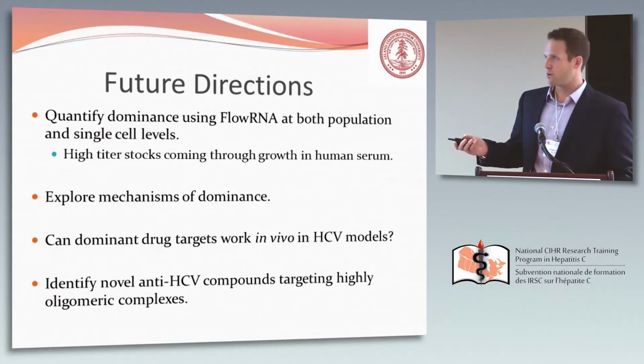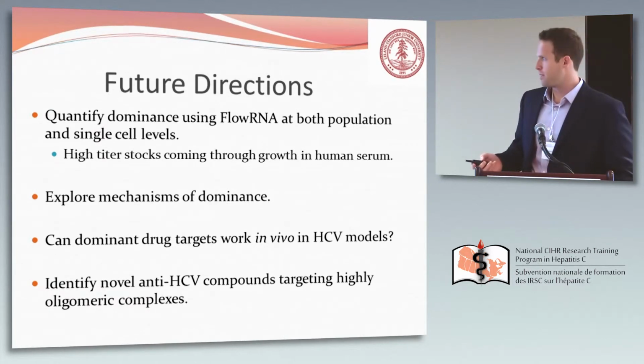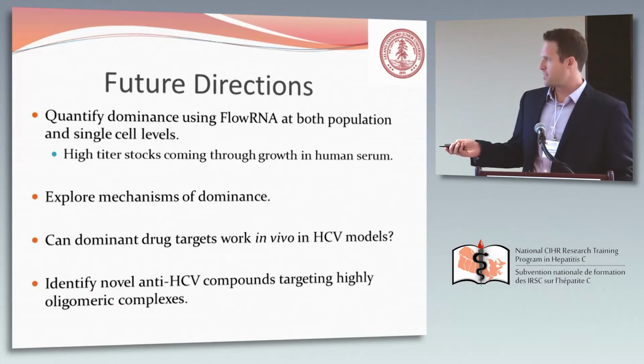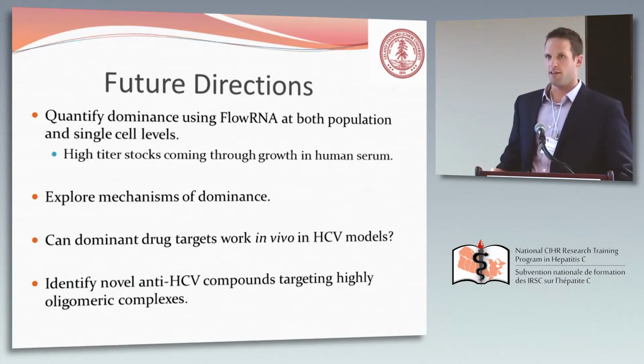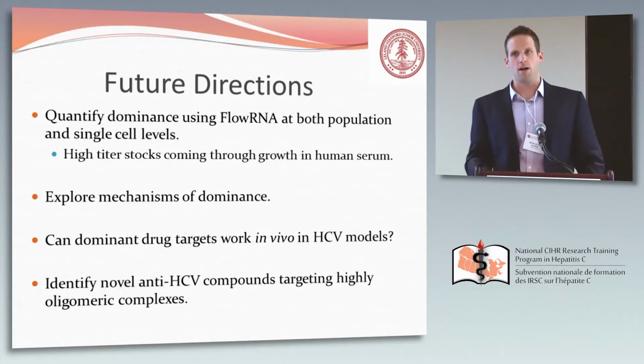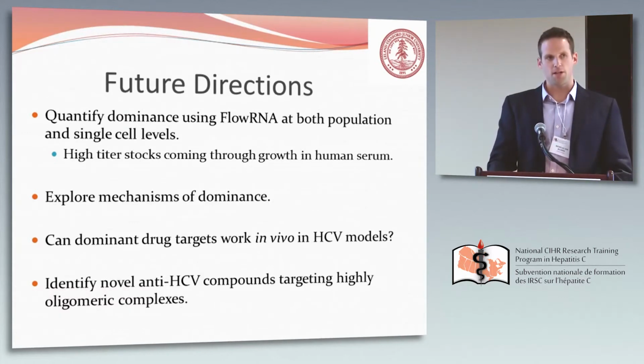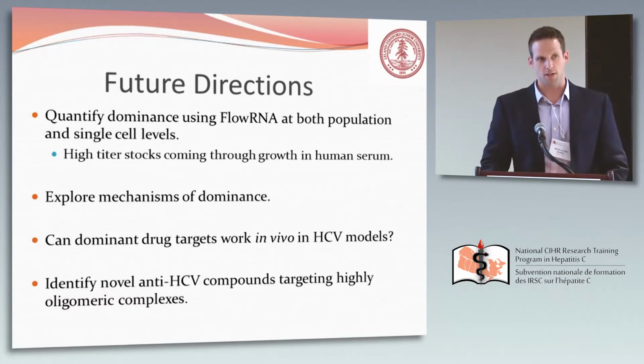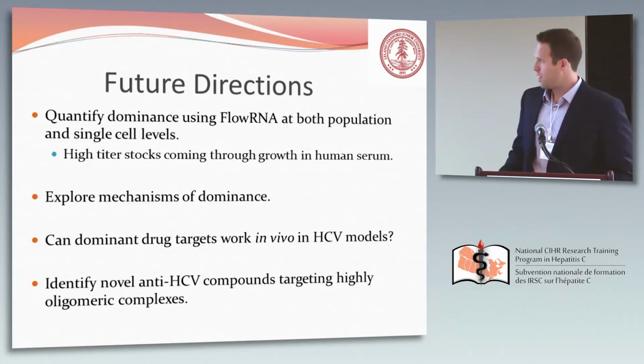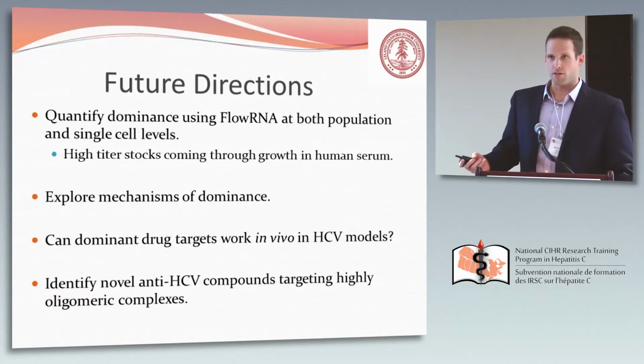Once we find a dominant drug target, we're really interested in mechanisms of dominance. And the big question is, can this dominant drug target idea translate in vivo? Our experience with poliovirus so far is that the V073 capsid inhibitor actually does repress the selection of drug resistance in the PVR poliovirus receptor mouse model. But again, different viruses, different life cycles.